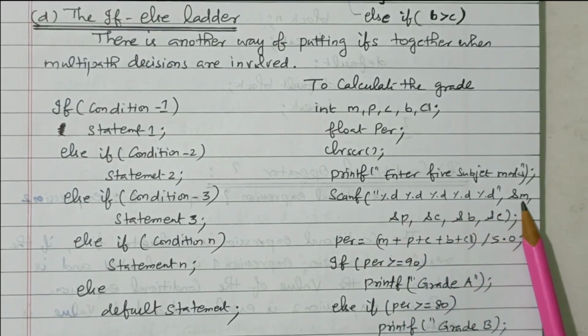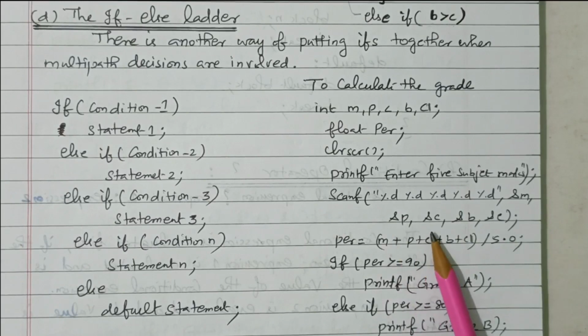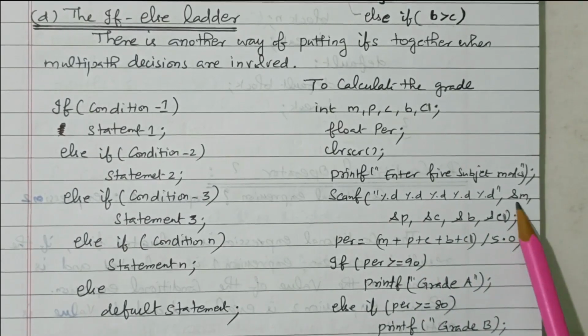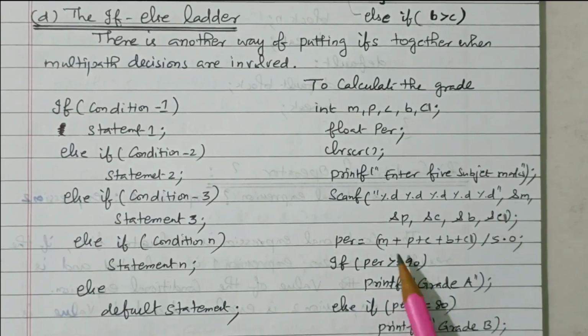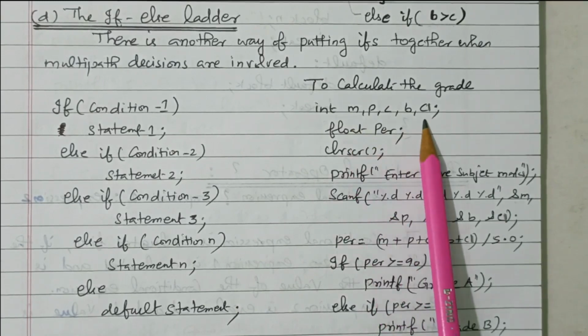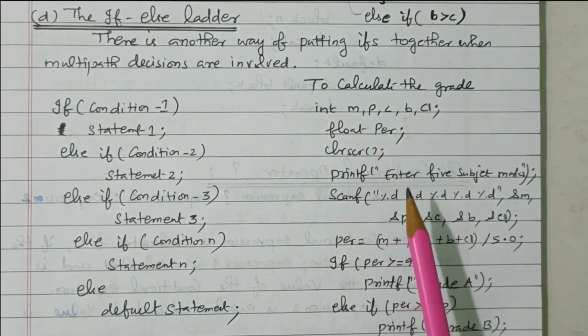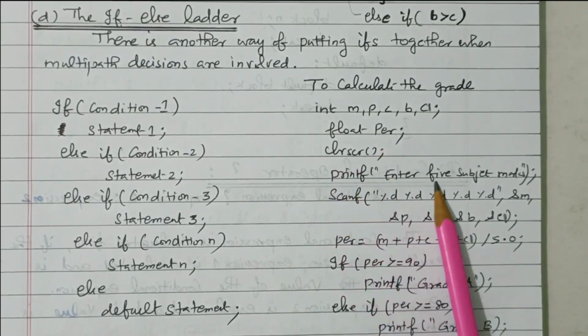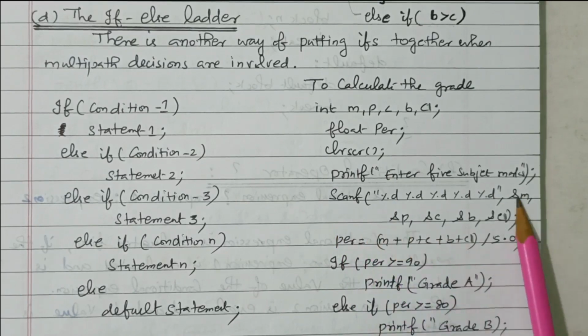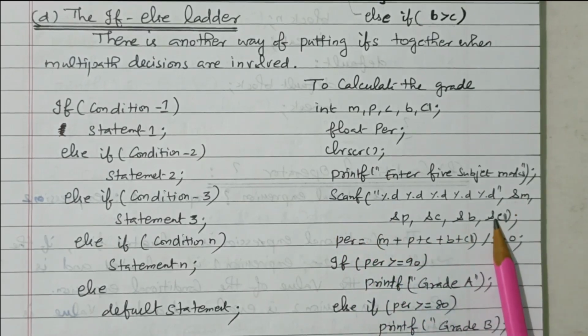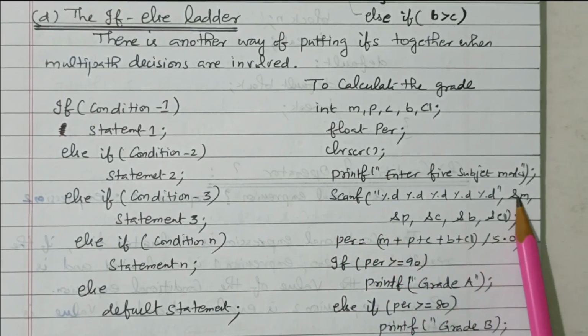So m is the mathematics mark, p the physics mark, c the chemistry mark, b the biology mark, and c1 is the computer science mark, right? This & symbol refers to the address of the variable where it is going to store, right? So we declared variables for 5 marks. We declared a variable to calculate the percentage. After clearing the screen, we ask the user to enter 5 marks using the printf statement. The 5 marks entered by the user are read by the scanf statement and stored in the particular variable names. Now we got the marks for 5 subjects.